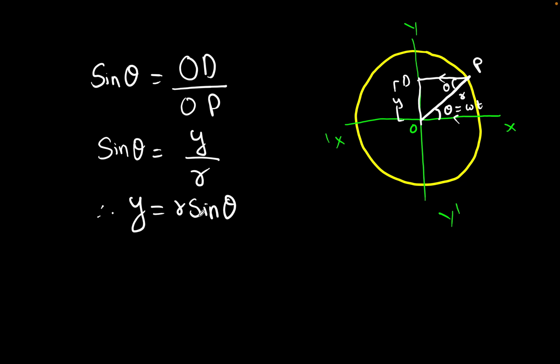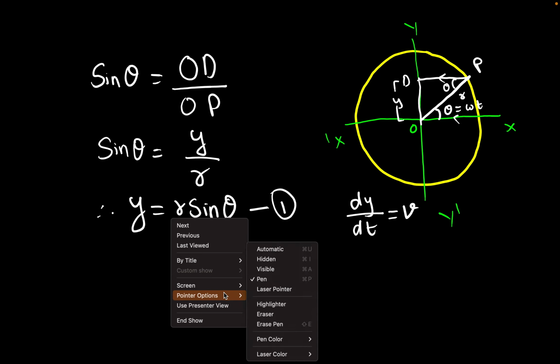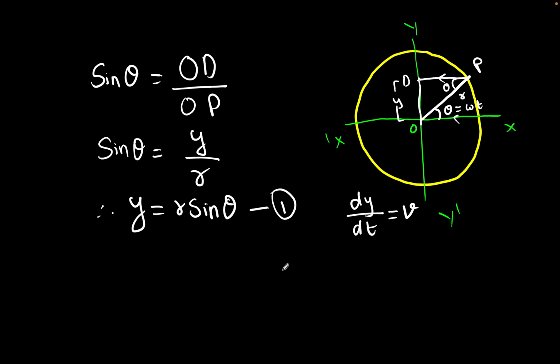There you go, that is our displacement equation. Now if you take the derivative of this displacement equation, you will get the velocity, because dy, the small change in displacement per unit time, is going to be its velocity, right? So let me use another pen color to get the velocity. Let's get red, and let's differentiate this equation.